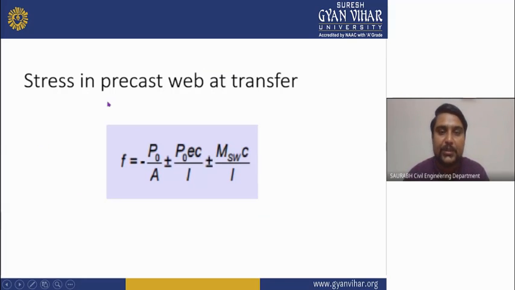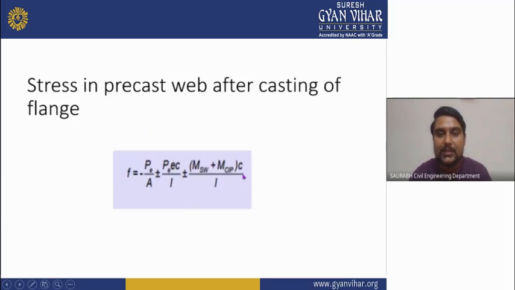And the stress in the precast beam at transfer will be equal to F equals P upon A plus minus P e c upon I plus minus M s w c upon I. That will be your formula for stress in the precast beam at transfer. And there is also one formula for stress in the precast beam after casting of the flange. It is equal to P upon A plus minus P e c upon I.